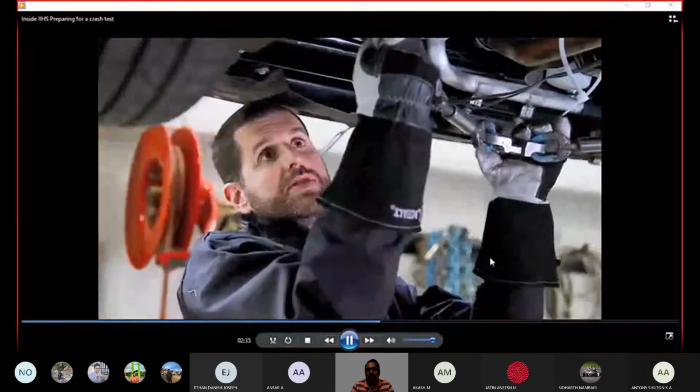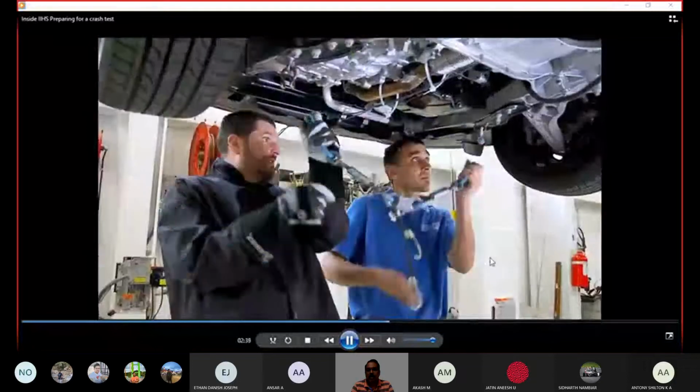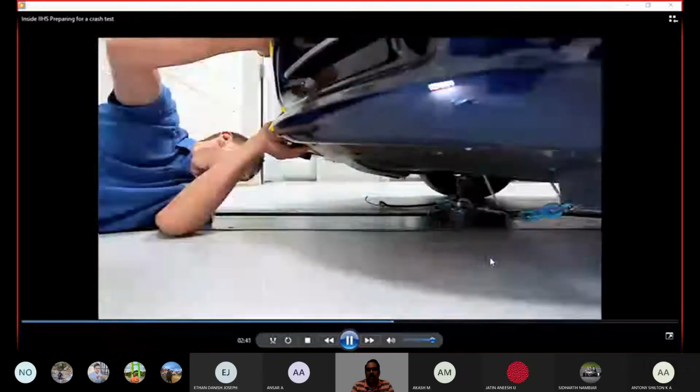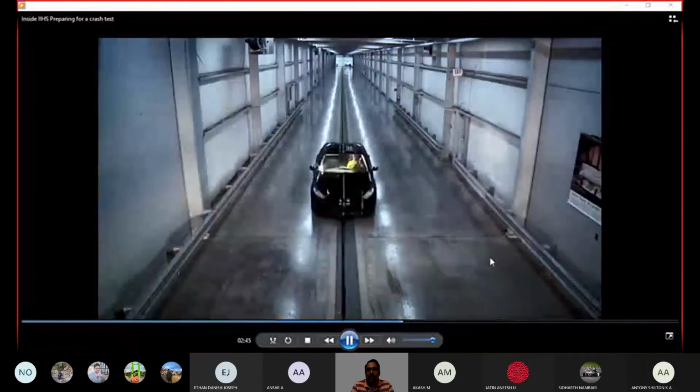We just bolted the chains on. I welded some hooks onto the subframe on either side. This chain is actually what's going to hook to a skate in the floor, and that's going to pull the car down the runway.